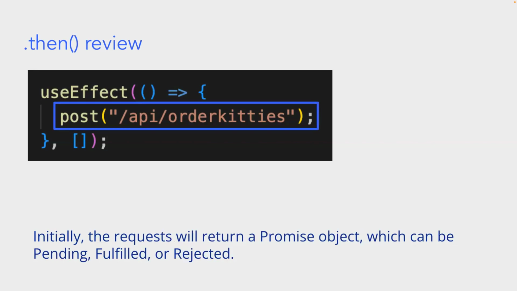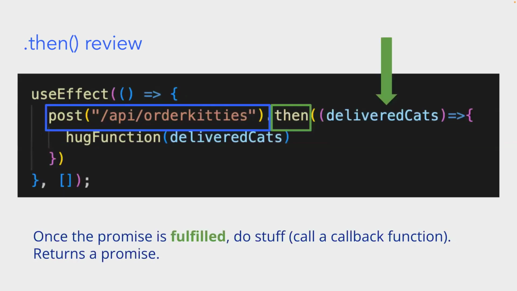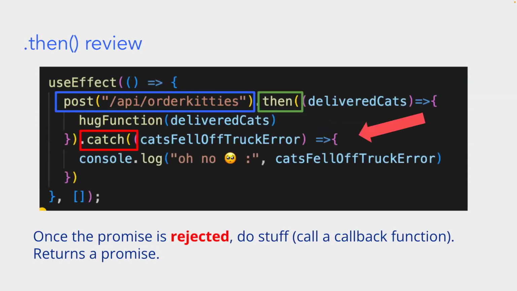But we use something called .then. Using .then, you're able to specify a function that says, if this promise is fulfilled, what exactly do I do with this information? We can see in this callback function, the parameter is deliveredCats. If the cats are actually delivered, what do I do with these cats? Well, I'm just going to give these cats a big hug. But what if the promise doesn't actually get fulfilled? Well, if the promise is rejected, we can use something called .catch that says, do this if something went wrong with my delivery. So here, my function is going to say, console log, oh no, with a pleading face, the cats fell off the truck.